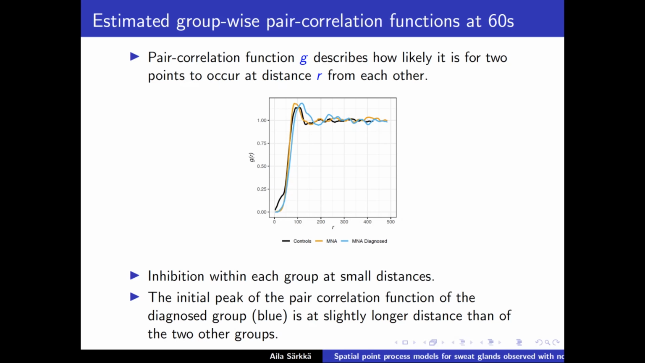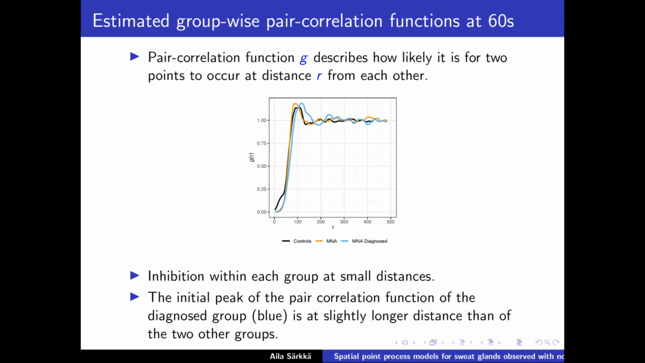So there is inhibition in each group. If you want to look at differences, maybe if you compare the blue curve to the 2 others, the blue curve being the diagnosed group, there the initial peak is at slightly longer distance than in these 2 other groups. So based on this, there is some indication that the spatial patterns may not be completely the same in these groups. And then you also see something here at small distances, and there seems to be a difference between the normal group and the 2 others, and I come back to that. This is in fact related to the noise that I was talking about in the beginning. But let's now ignore that part.